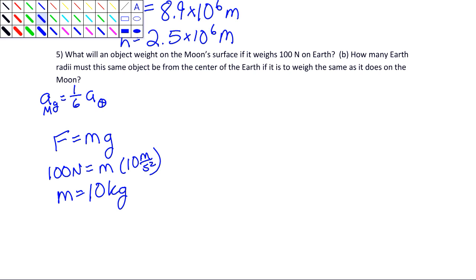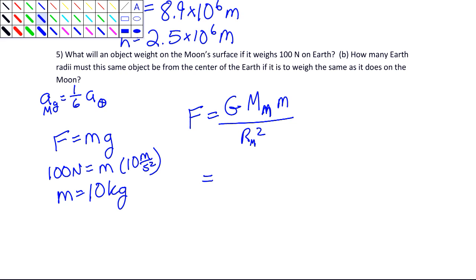The weight on the moon's surface we can just calculate from Newton's universal law of gravitation: G times the mass of the moon times the mass of our object, this m right here, divided by the radius of the moon squared. And then I can put in some values here. G is 6.67 times 10 to the minus 11. The mass of the moon is 7.35 times 10 to the 22 kilograms.